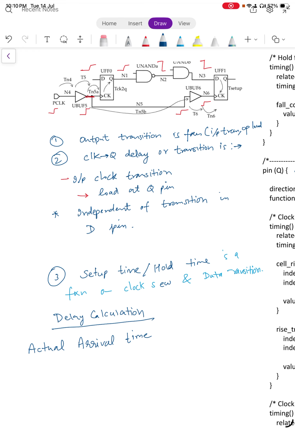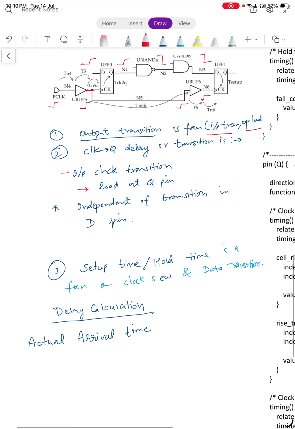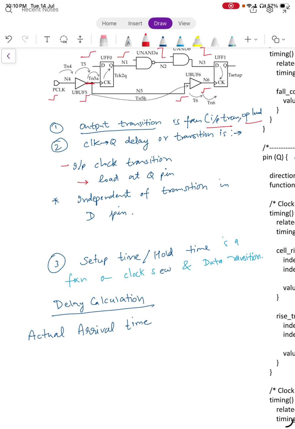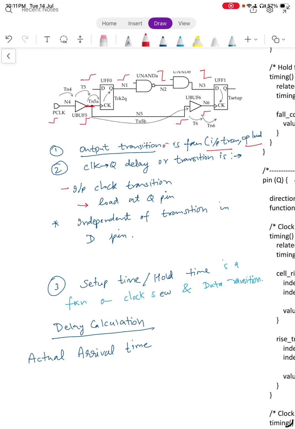As we saw in the last lecture, the output transition for any combinational cell is a function of input transition and output load. As we discussed last time, the delay for a combinational cell is also a function of input transition and output load. So output transition and delay depend on the same factors.